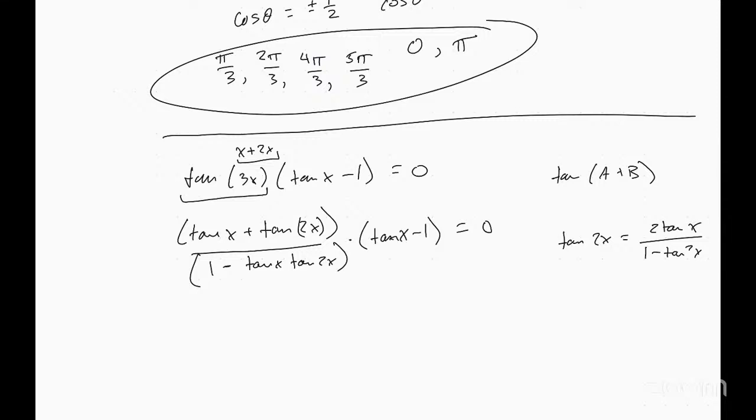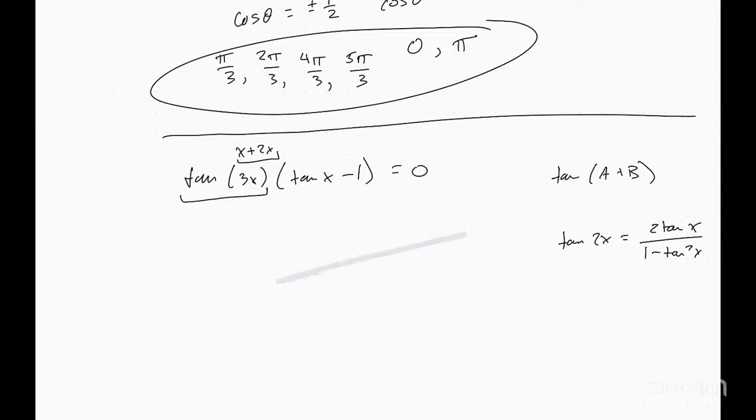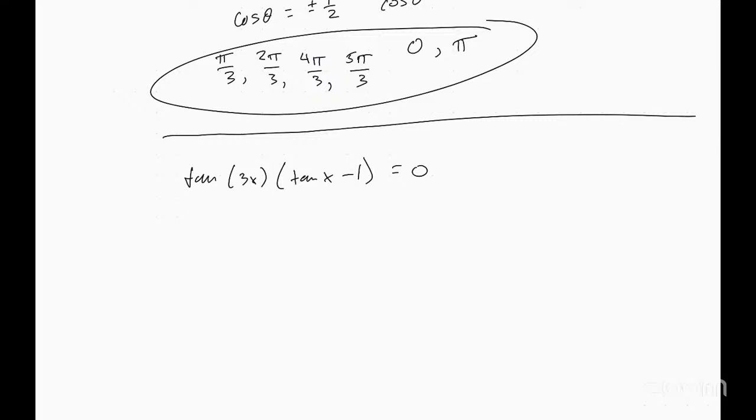Why am I being an idiot? I'm so sorry. We don't have to do any of this. I was jumping to try doing stuff fancier than we really need. All we need to do is we already have this: this times that equals 0. So just write tan of 3x equals 0, and then tan of x minus 1 equals 0. So tan x equals 1 and tan x equals 0.